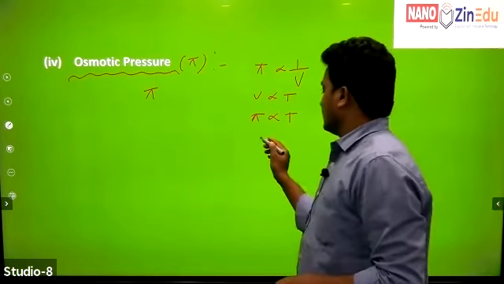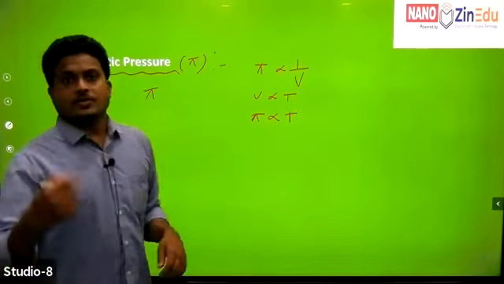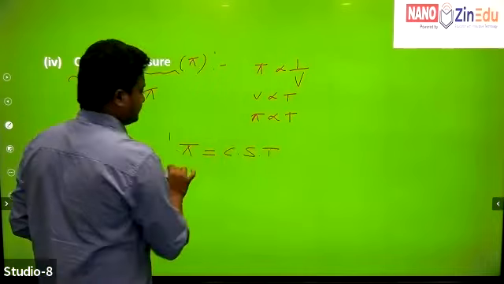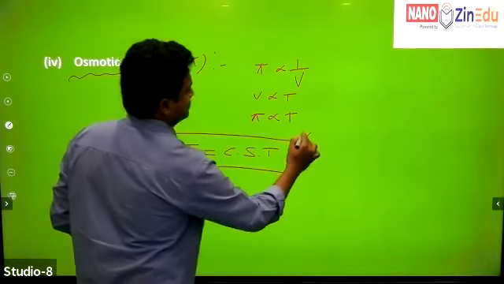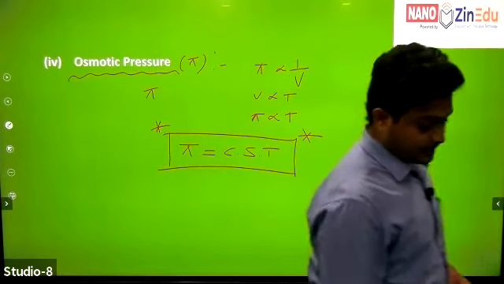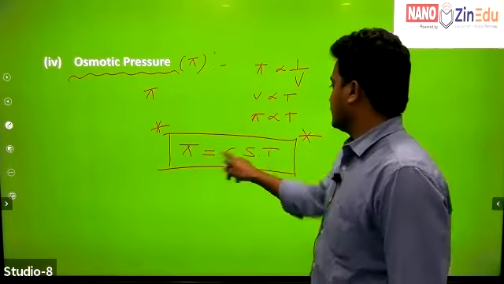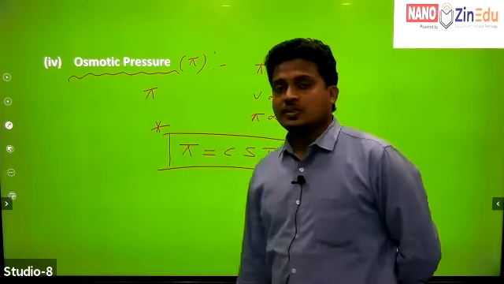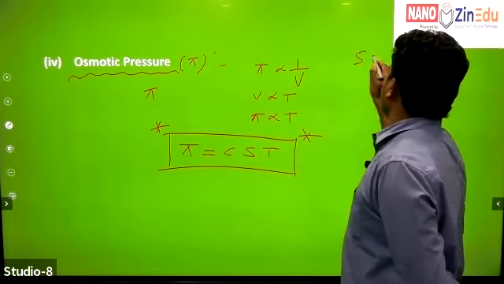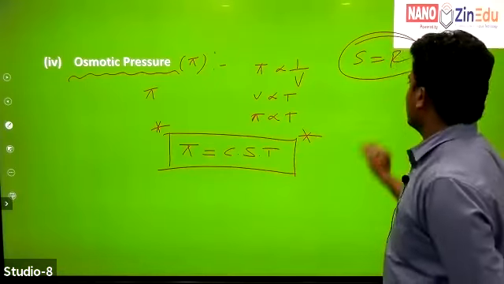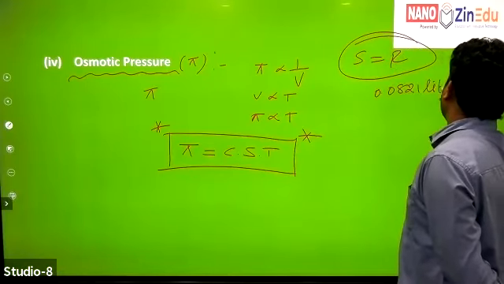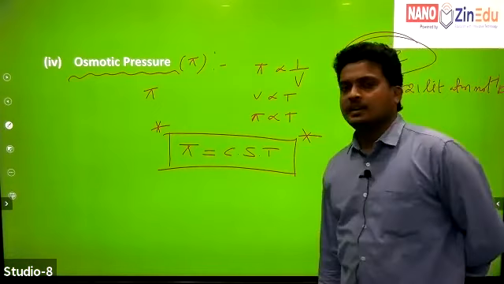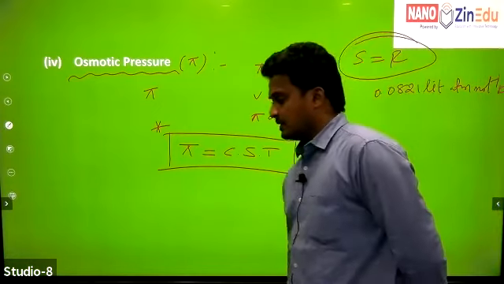From all these relations, we derive one formula: pi is equal to C into S into T, where pi is the osmotic pressure, C is the concentration of the given solution, and S is the solution constant, like the gas constant R. The S value and R value are both the same, 0.0821 liter atmosphere per mole per Kelvin, where T is the absolute temperature. Temperature must be taken in kelvins, right?